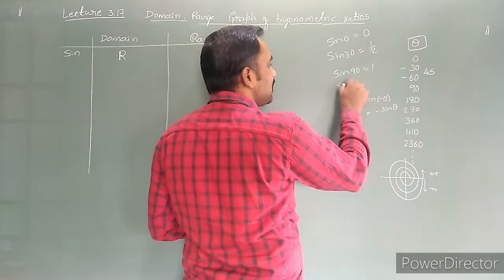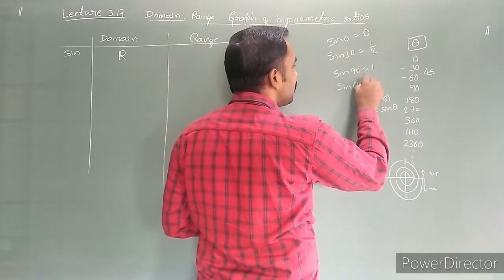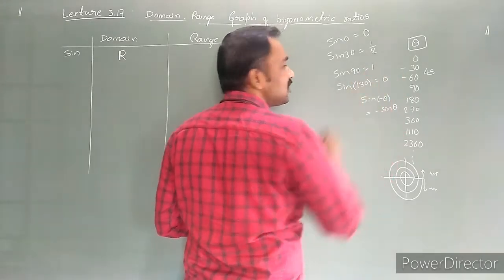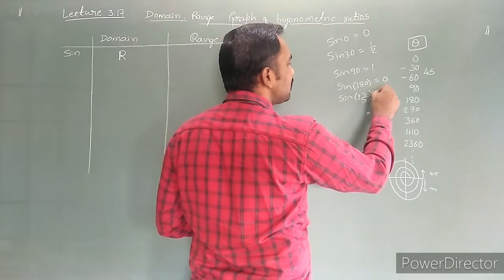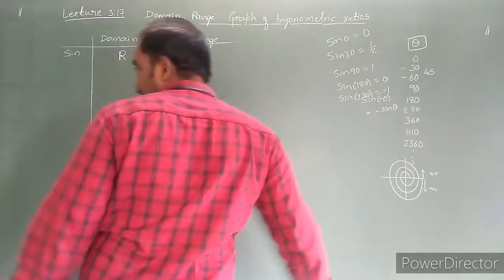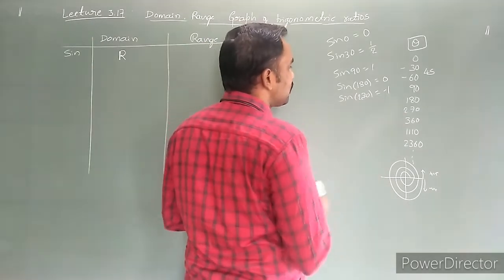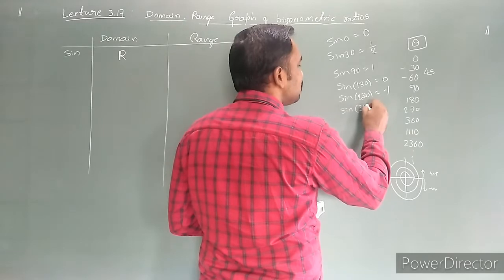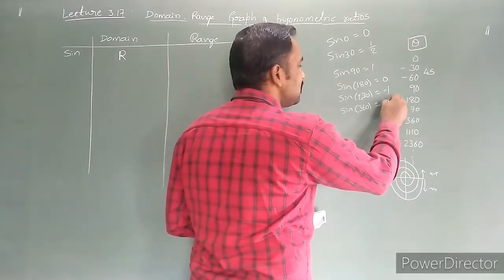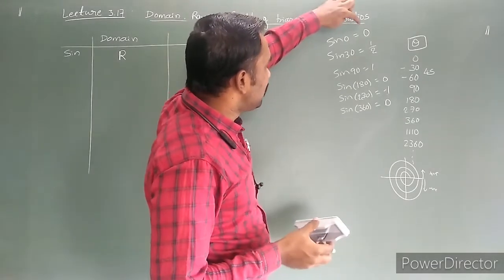Similarly, sine of 180. What is the sine of 180? It is 0. And sine of 270. What is the sine of 270? It is -1. Sine of 270 is -1. And similarly sine of 360. What is the sine of 360? Sine of 360 is 0. So like that, observe that. What values are you getting?